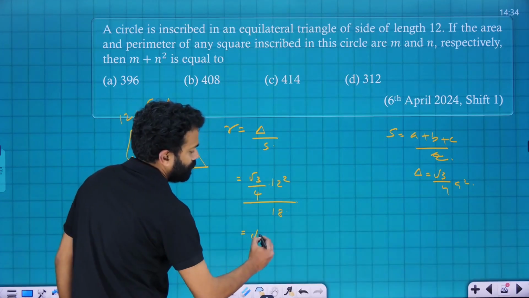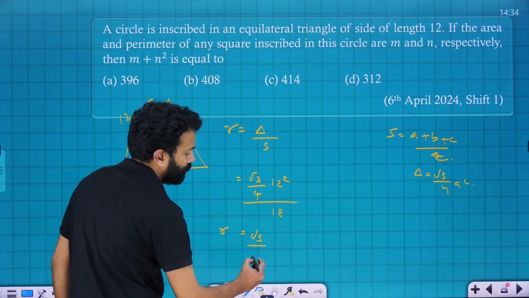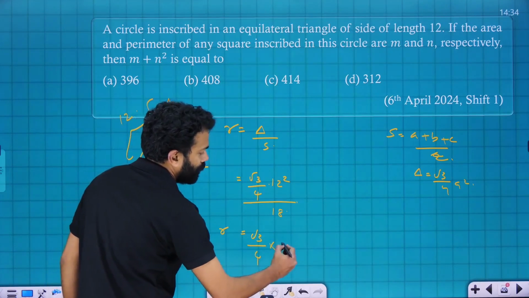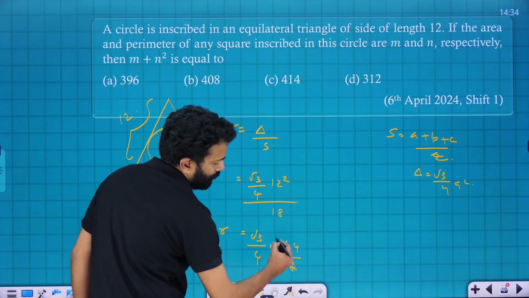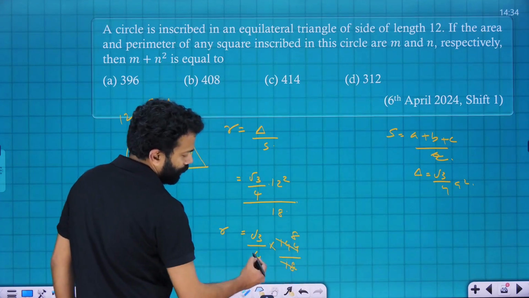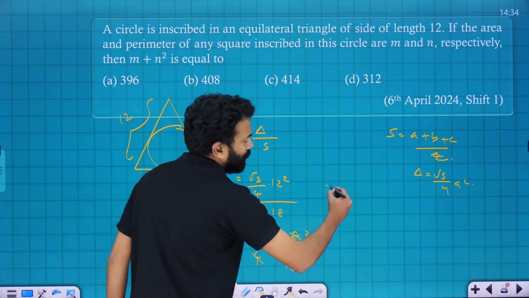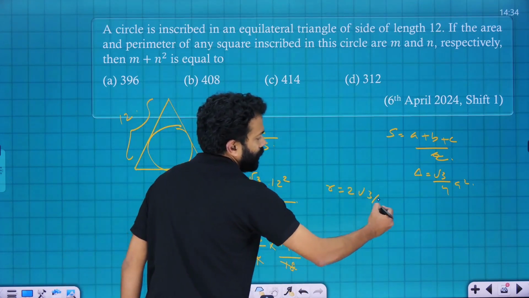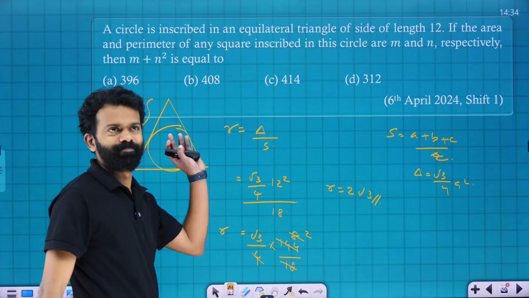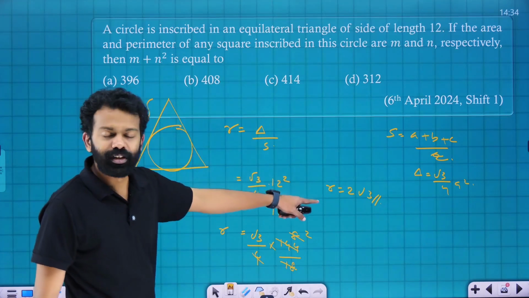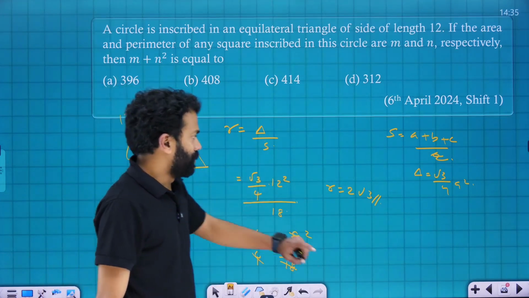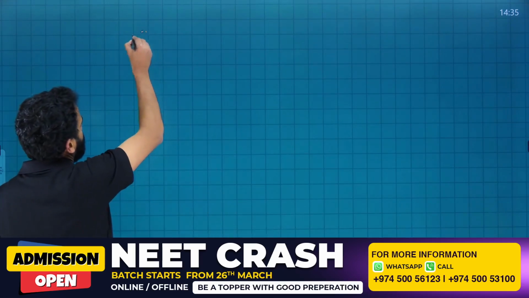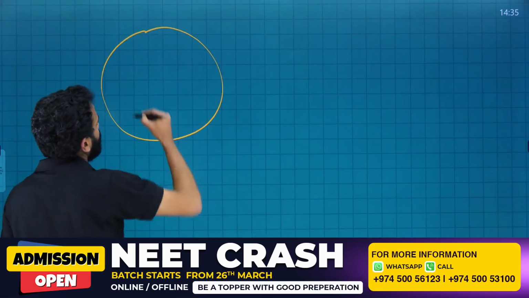So R is equal to root 3 by 4 into 144 divided by 18, and 144 by 18 becomes 8, right? And 8 by 4 is 2. Therefore, what is R? That's done: 2 root 3. So the radius of that circle is equal to 2 root 3. Next one. So we know that the radius of the circle is what?